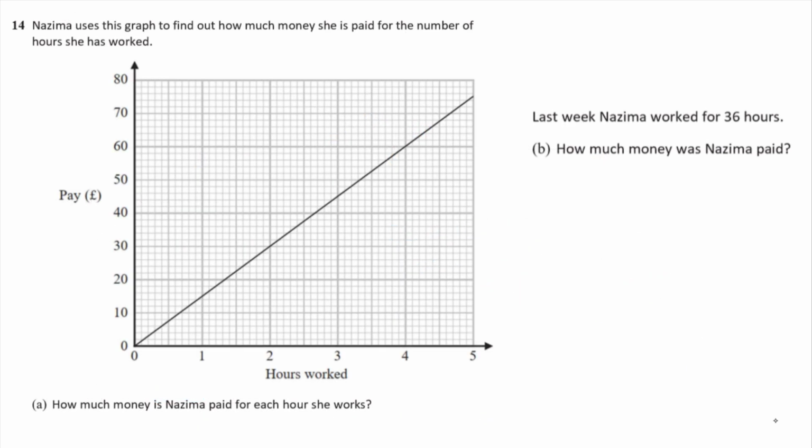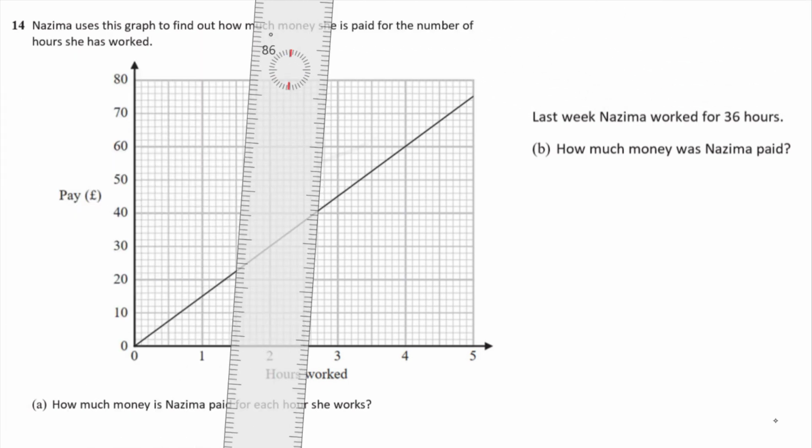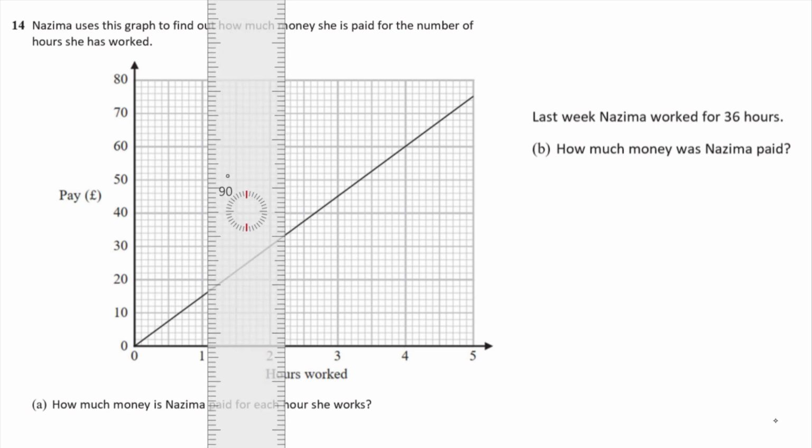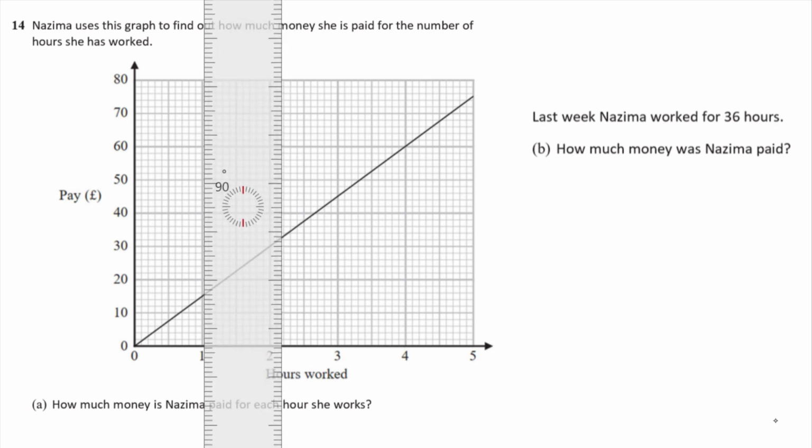Question 14. Nazima uses this graph to find out how much money she is paid for a number of hours she worked. And so we've got hours worked along the bottom and we've got her pay along the side. So it's a conversion graph, isn't it? So how much money is Nazima paid for each hour that she works? Now we can work that out by looking up from 1 hour then, can't we? If we look up from 1 hour, we'll work out how much she gets paid for 1 hour.